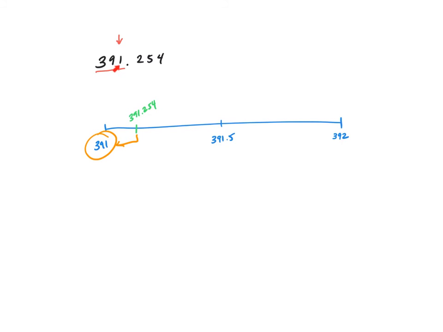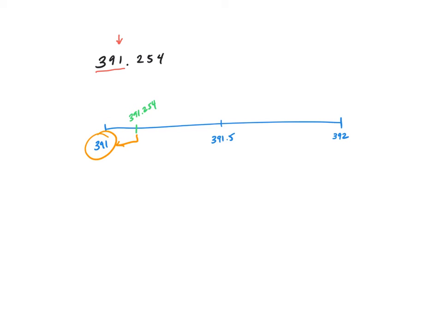And again, if I look at my number, here's the ones place. Just to the right is the tenths place, and I don't have 5 tenths, so I'm not halfway to the next whole. So as a result, I'm going to round all of this decimal right here down, and I'm going to end up with just 391 wholes.